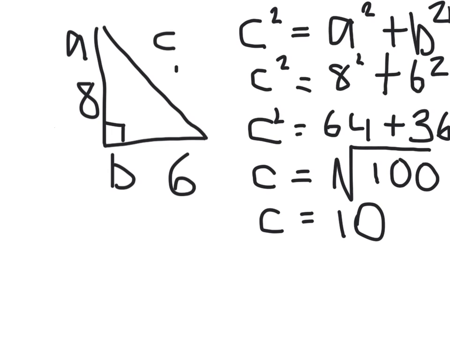So we can replace C with 10 up here, and we can do our check to make sure that C is the longest side. 10 is the biggest number out of 8 and 6, so we've got that right.